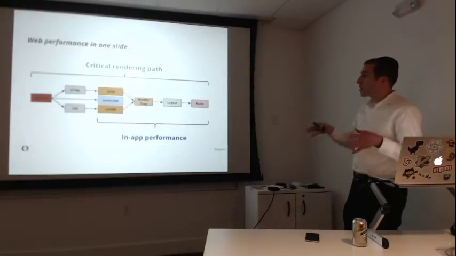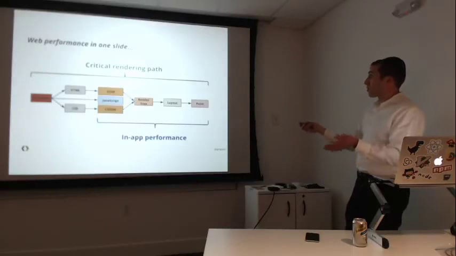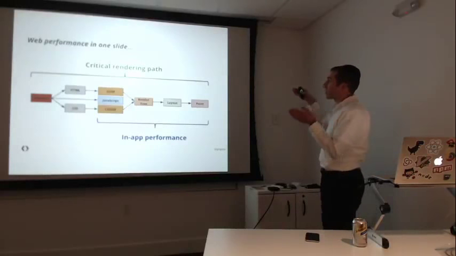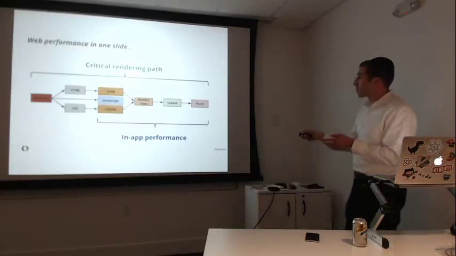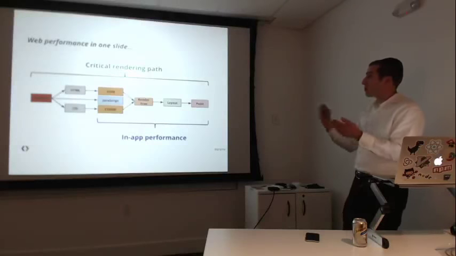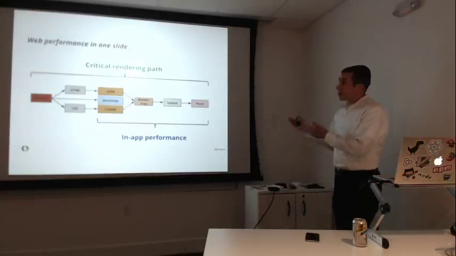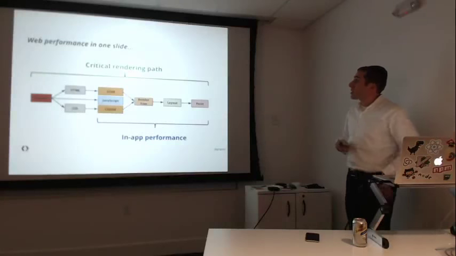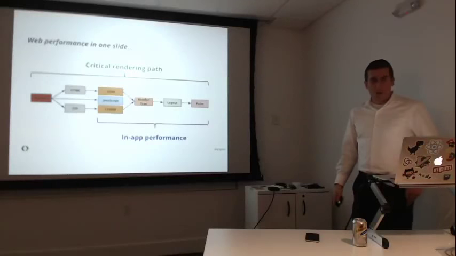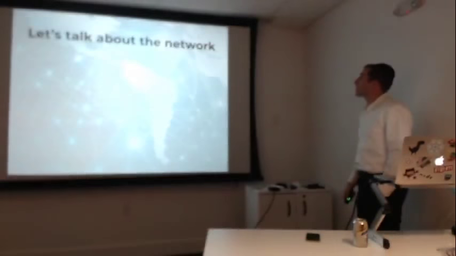There's the network, which is getting the stuff down into the browser. There's the critical rendering path, which is the path it takes to actually get something onto the screen. And then in-app performance, which is basically rinse and repeat of the critical rendering path: JavaScript makes a change to the DOM and CSSOM, and we start the process again. So this is all 3 parts of web performance that we're going to talk about. We're going to start with the network.